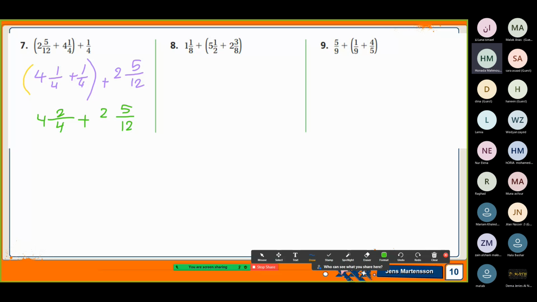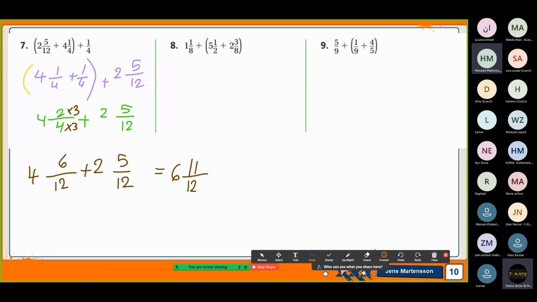but we don't have the same denominator, so we will multiply 4 by 3, and the numerator also by 3. 2 times 3 equals 6, and 4 times 3 equals 12. Then we'll add, it will be 6 out of 12 and 11 out of 12.